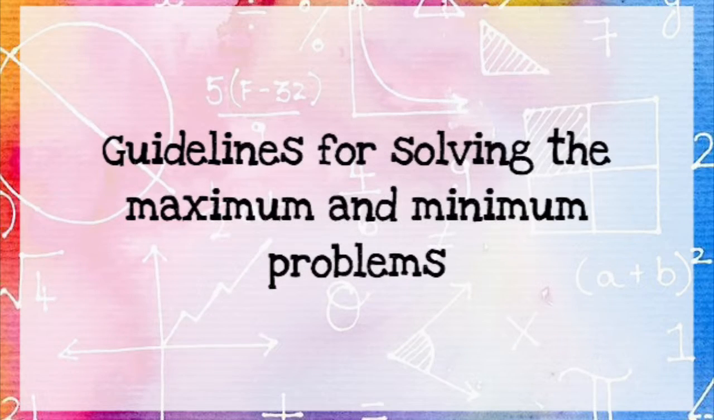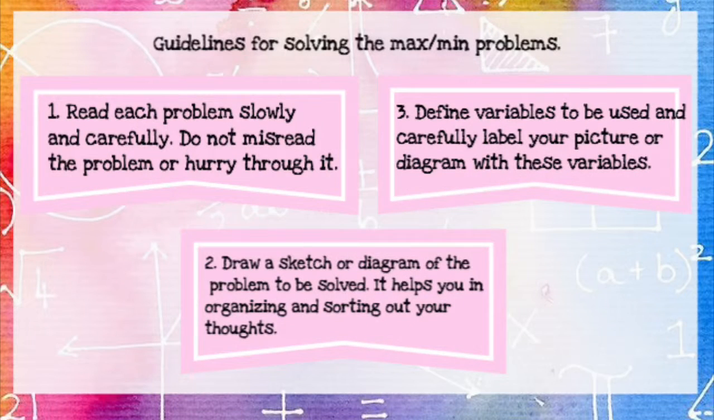There are a few guidelines for solving maximum or minimum problems. The first step is to read each problem slowly and carefully. Do not misread the problem or hurry through it. The second step is to draw a sketch or diagram of the problem to be solved. It helps you in organizing and sorting out your thoughts. The third one is to define the variables to be used and carefully label your picture or diagram with these variables.